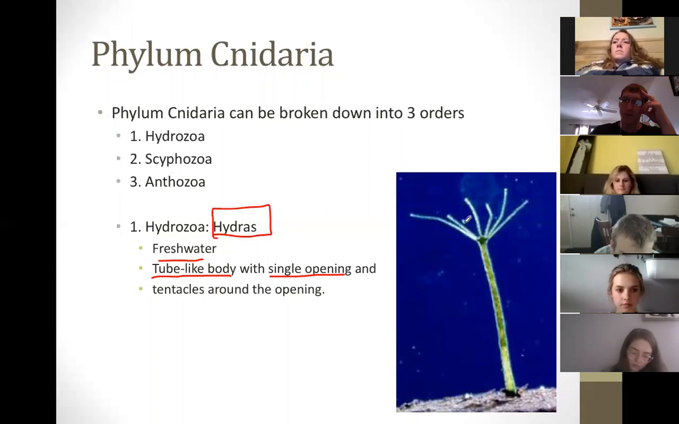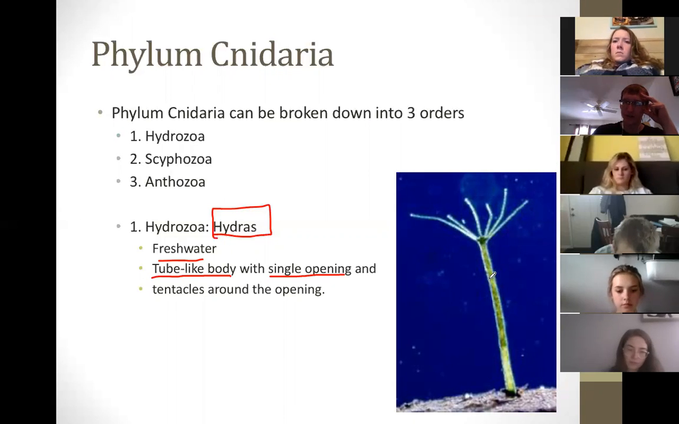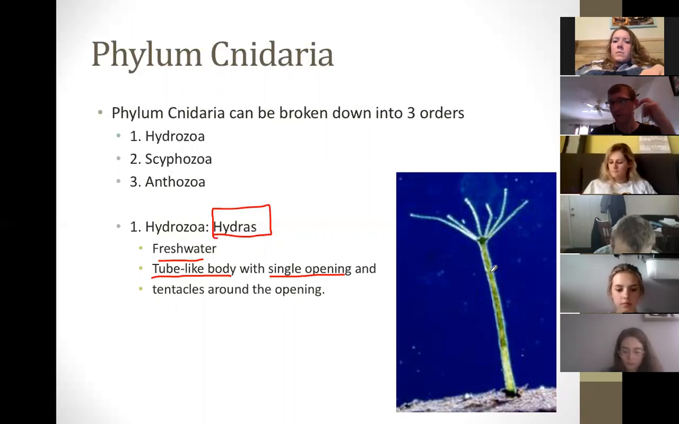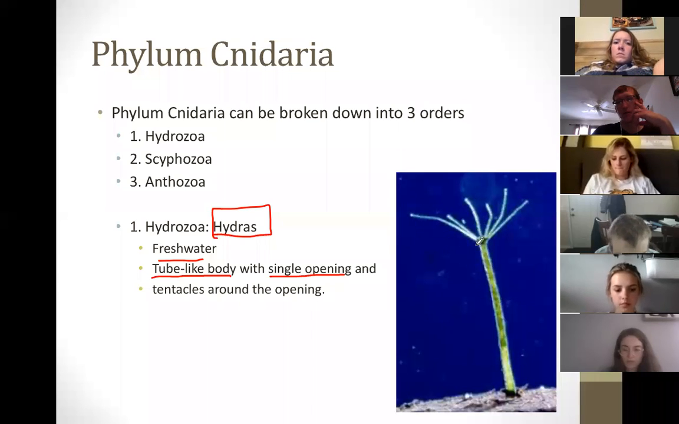There are little tentacles that extend around the opening, and it has a really, really simple body plan. But basically, its goal is to catch food, shove that food into its gut, which we're going to call the gastrovascular cavity, and digest the food with enzymes, just like any other animal would, excrete the waste, just like any other animal would, and then reproduce and live.